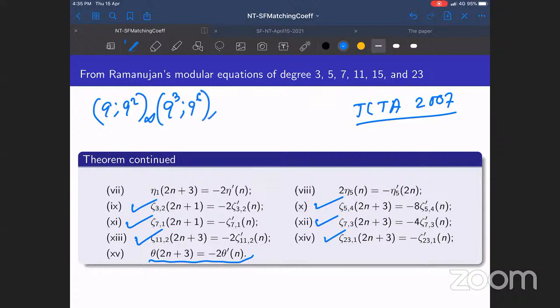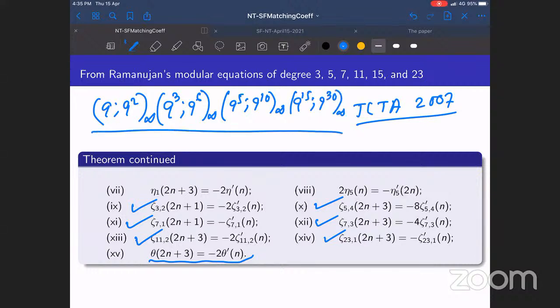3, 6, then Q5, Q10, this one, then Q15 and Q30 infinity. So this is our Q product. If we take this Q product and the inverse, the coefficients are given by theta n, say, and the inverse of that is given by theta prime n, then this is the result.